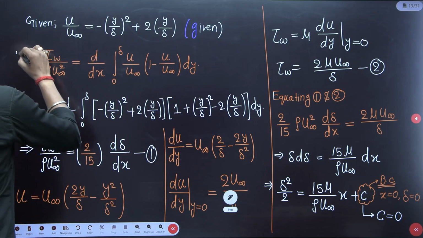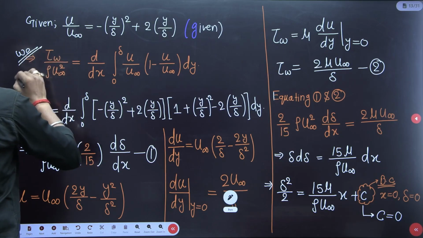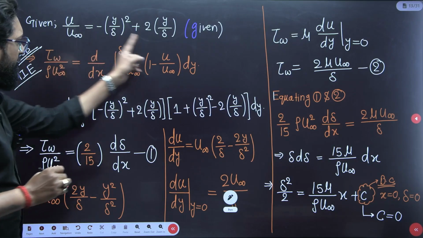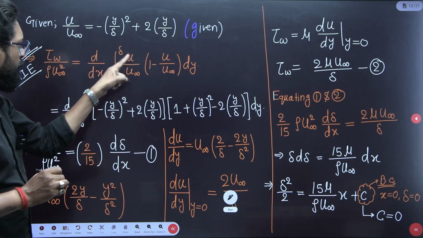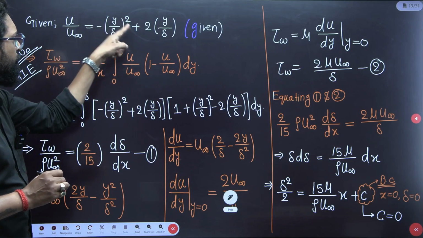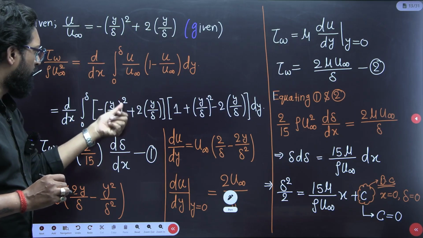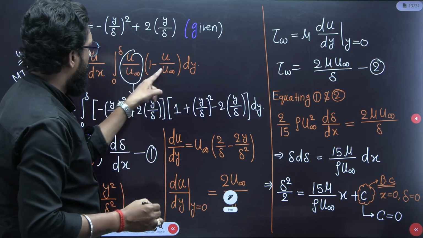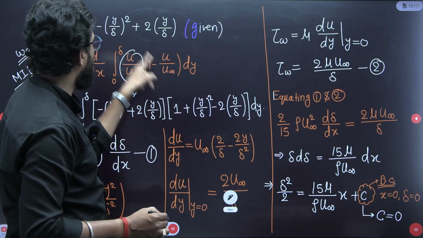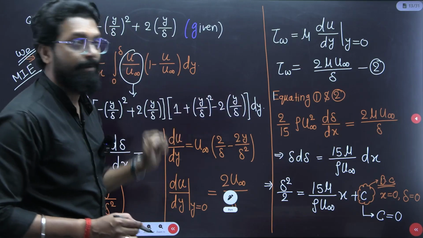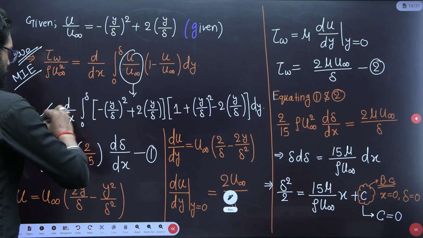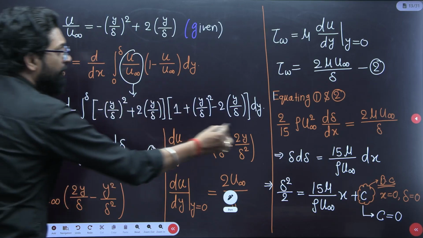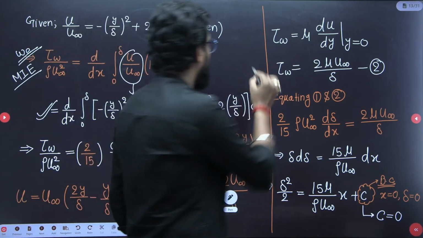Now, we know this is our momentum integral equation, MIE. In this momentum integral equation, we put u by u infinite, which is equal to minus y by delta whole square plus 2y by delta. This is this term. Now, one has a minus, so minus this, minus 2y by delta, dy. Now, there is mathematics. If you are strong in mathematics, then you will be able to solve this equation. After integrating this equation, it's your homework, just your practice.